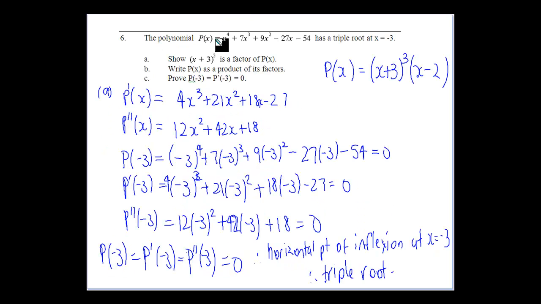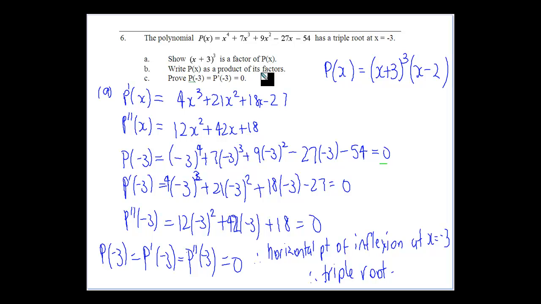So in question 6, we've got a quartic equation, and it's got a triple root at x is equal to minus 3. So that basically means it's going to look like this. It's show that (x plus 3) all cubed is a factor of p(x). So again, we can substitute minus 3 in, which we've done there, showing that it's equal to 0.